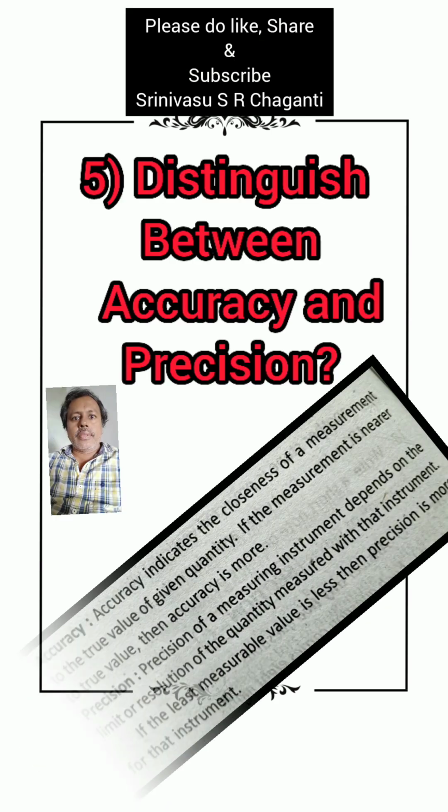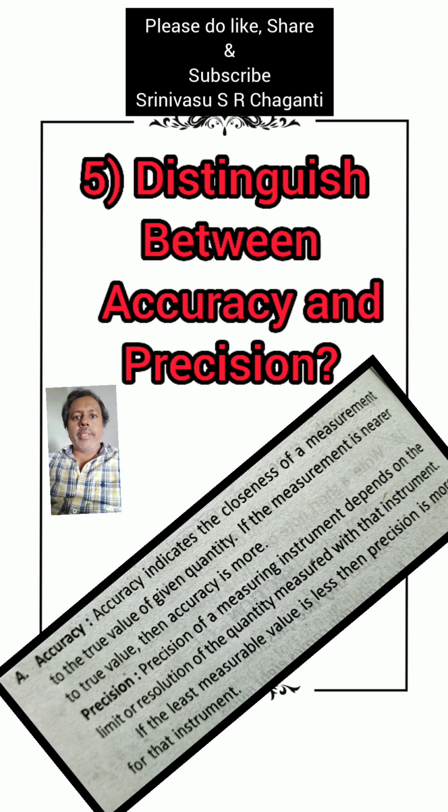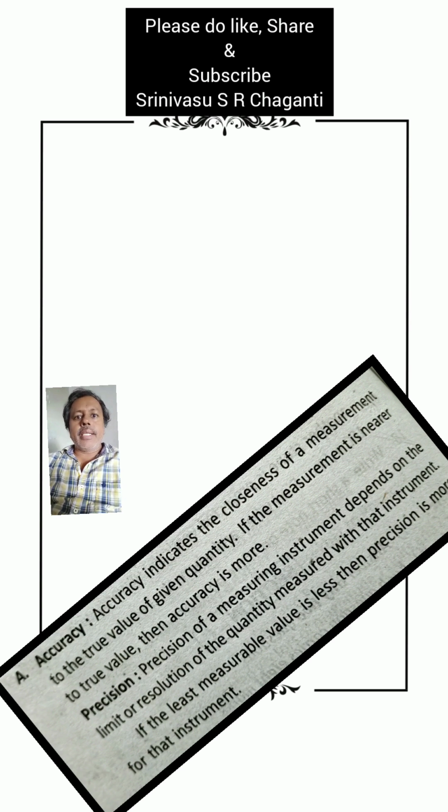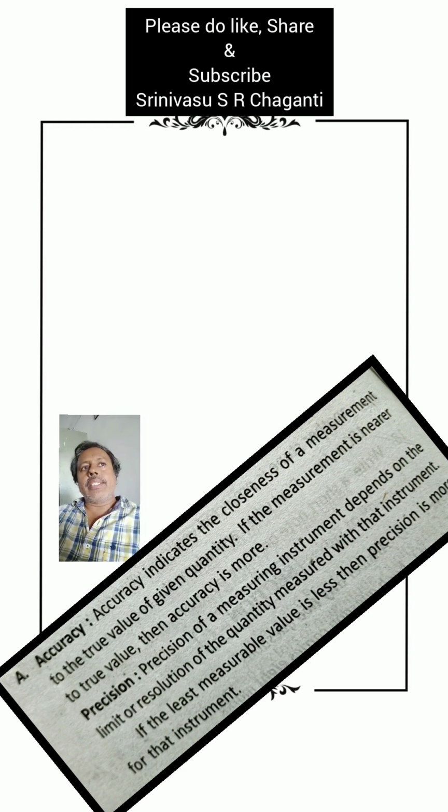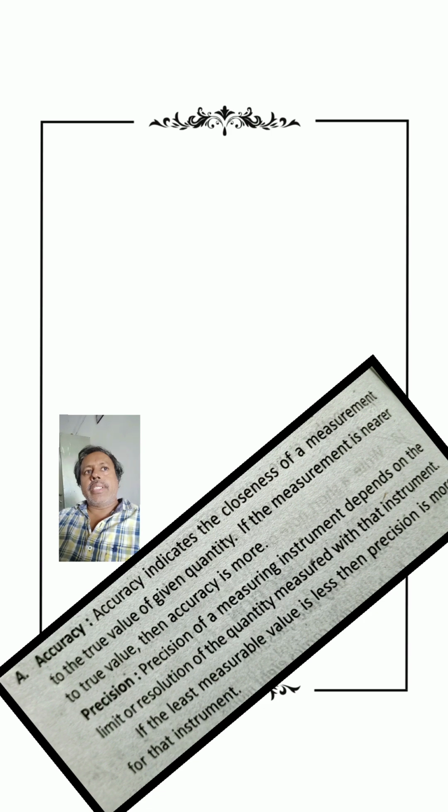5. Distinguish between accuracy and precision. A. Accuracy indicates the closeness of a measurement to the true value of a given quantity. If the measurement is nearer to the true value, then accuracy is more. Precision of a measuring instrument depends on the limit or resolution of the instrument. If the least measurable value is less, precision is more for the instrument.